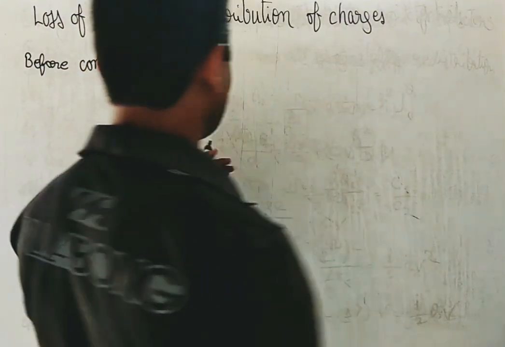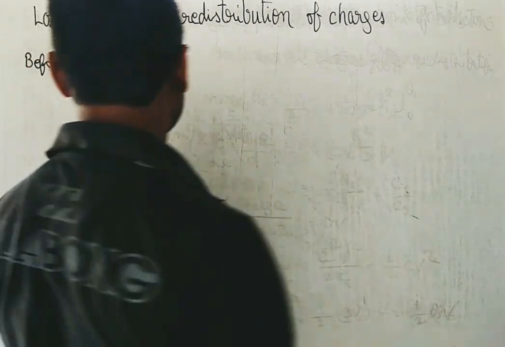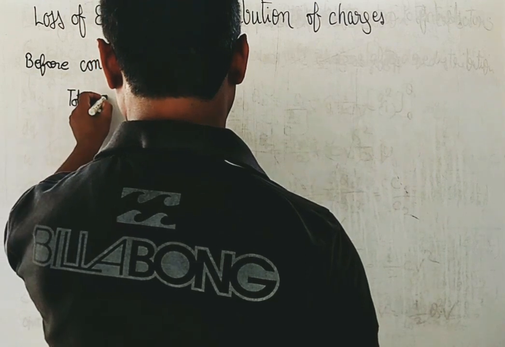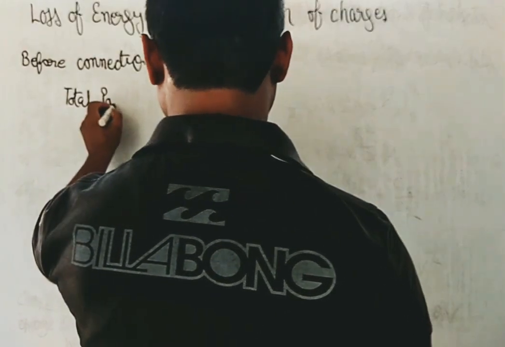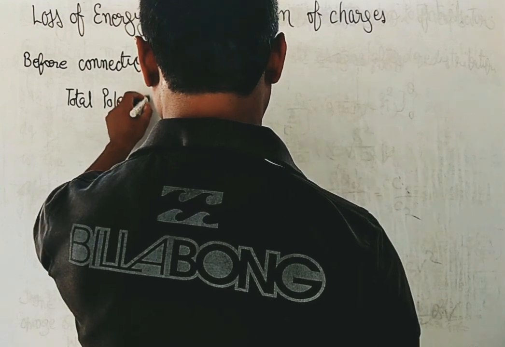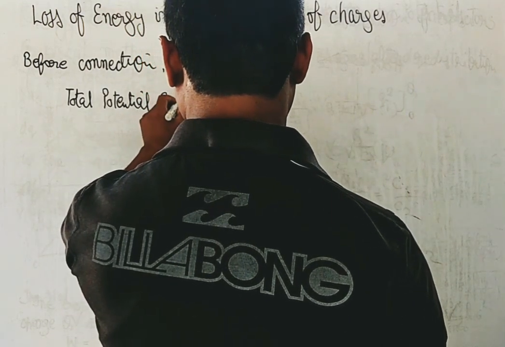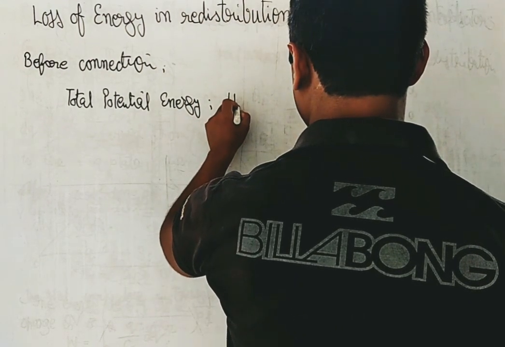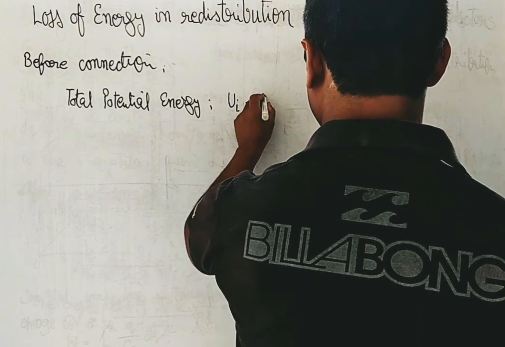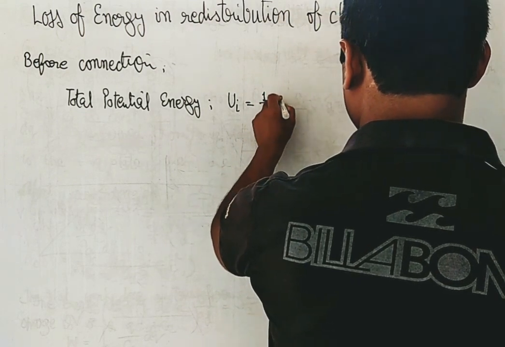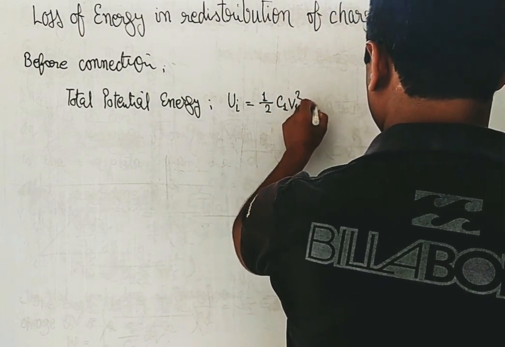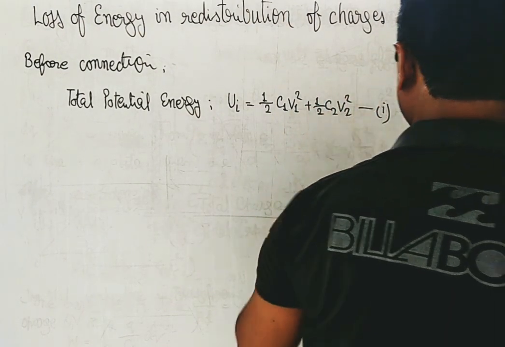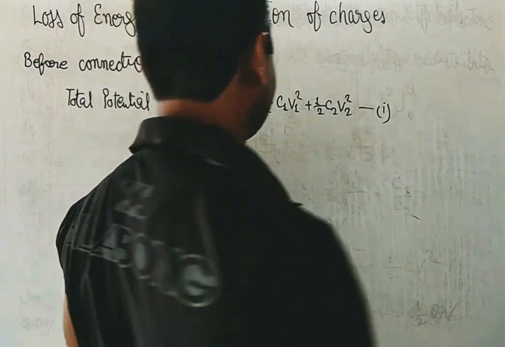That means when two conductors are not connected together, the total potential energy U, let me call this UI, the initial potential energy, is equal to half C1 V1 square plus half C2 V2 square. Let's call this equation number 1.